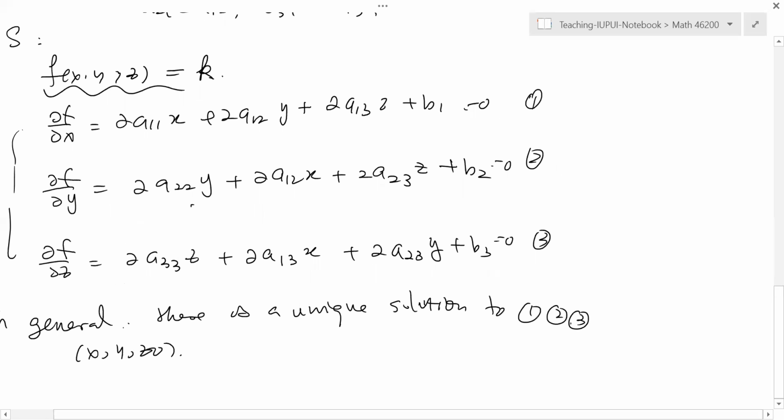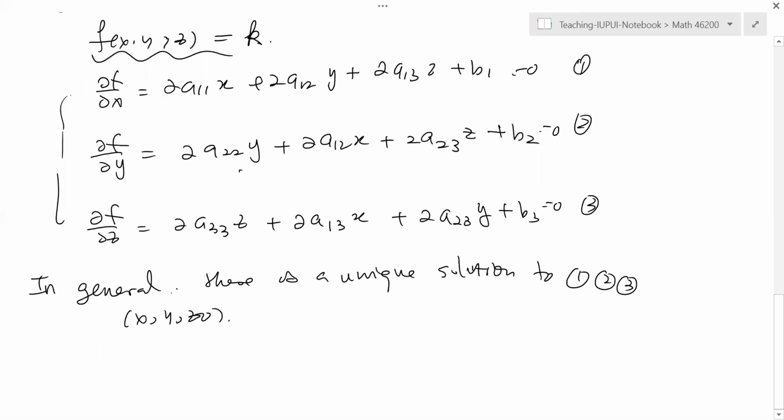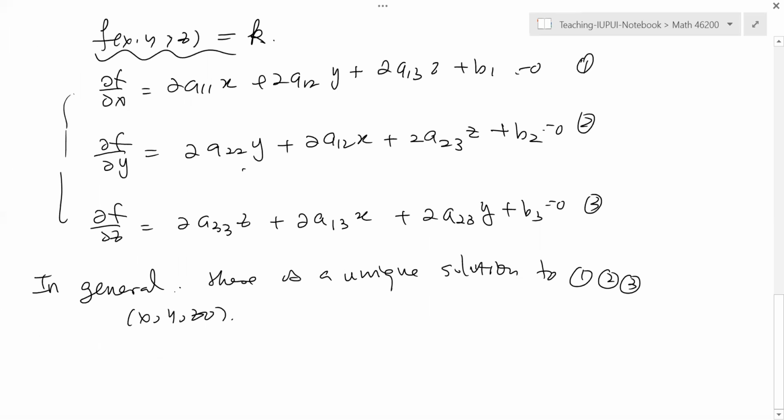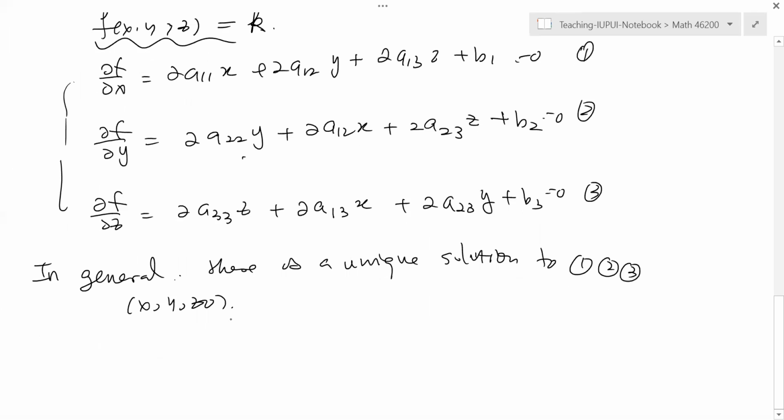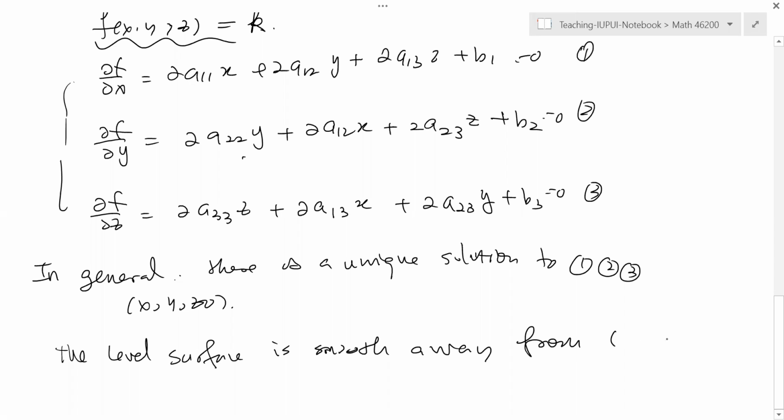Because this is a system of linear equations, as long as it's not special, in general sometimes you have infinite solutions, but in many cases there's only one solution. If there's only one solution, then this is a point. Then the level surface is smooth away from that point, because at that point all the partial derivatives are zero.